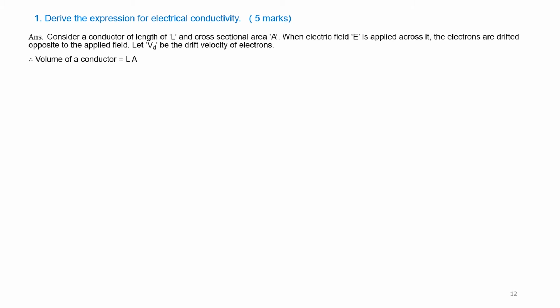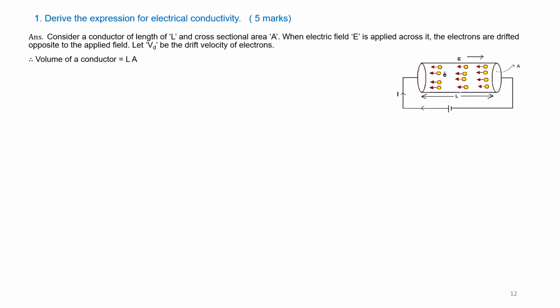Answer. Consider a conductor of length L with cross-sectional area A when an electric field is applied. See, this is the conductor. This is a conductor of length L, and an electric field E is applied to this conductor. Its electrons experience this external field. They drift. Because it is negative here, the electrons move in this direction and the current flows from left to right. That is, current flows from left to right, electrons move from right to left. A is the cross-sectional area. I is the current.